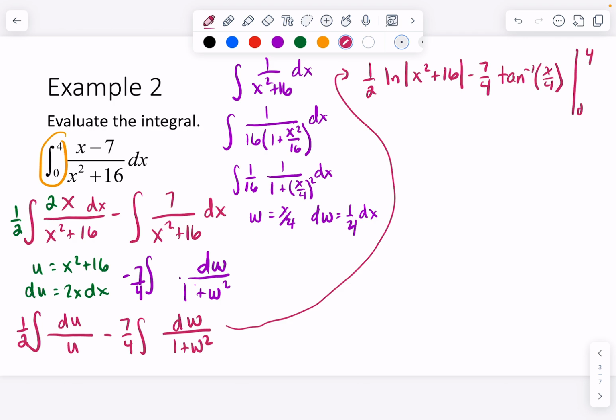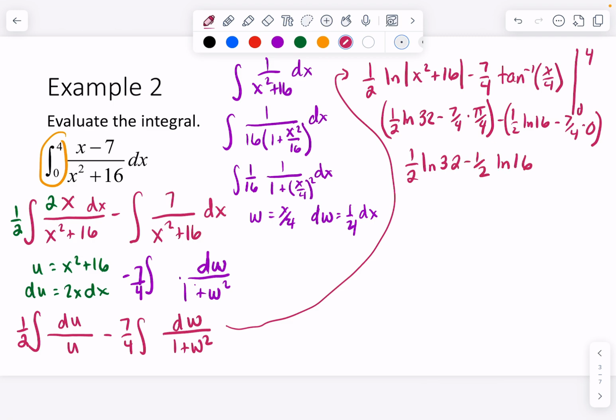So now I plug in 4. So I have 1/2 ln of 32 minus 7/4. The inverse tangent of 1 is pi over 4. Where does the tangent equal 1? Then I plug in 0, so I get minus 1/2 ln of 16 minus 7/4 times the inverse tangent of 0, which is 0. So let's look at our like terms, or what we might be able to make like terms.